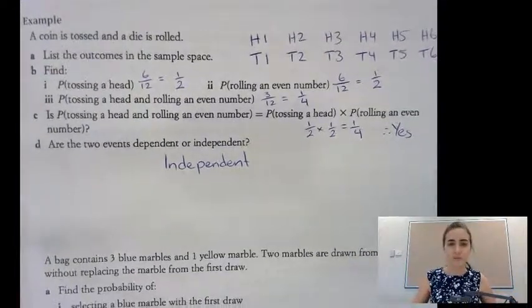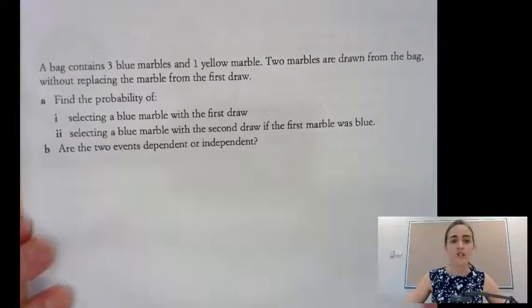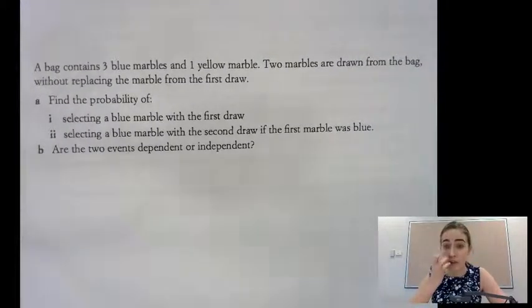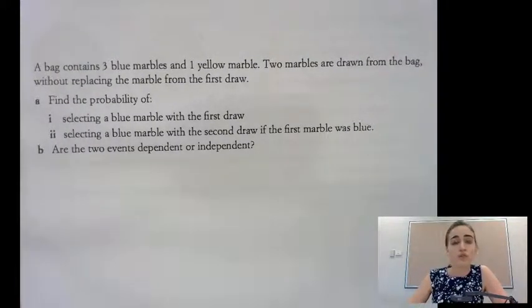All right, for our second example, we've got a bag that contains 3 blue marbles and 1 yellow marble. 2 marbles are drawn from the bag without replacing the marble from the first draw. So we're going to pull one out, and we're just going to set it aside and then draw a second one out. So it's not going back into the bag.